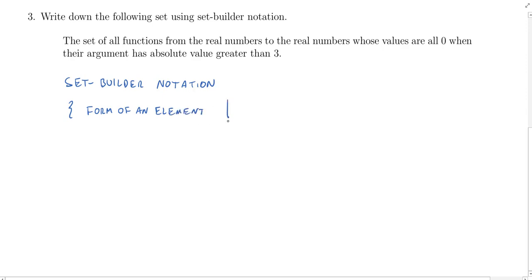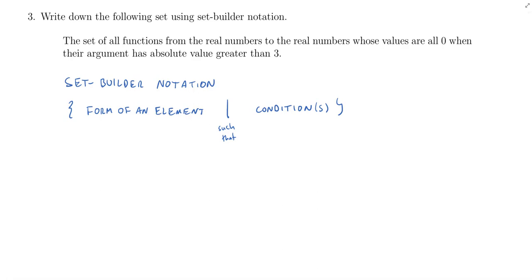Then we'll use a big bar, which roughly means such that, because what comes afterwards is a condition, a condition which all the elements have to satisfy. And there could be multiple conditions, right? So in this problem, we're going to read it very carefully. It's very easy to get this wrong if we don't read every word. One of our mantras in the class: every word matters.